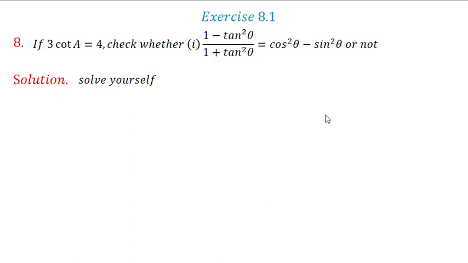Once I get the hypotenuse, I can find the left hand side, which is (1 minus tan square theta) upon (1 plus tan square theta), and I can find the right hand side, and I will compare them. If both have the same value, then I will say that they are equal, and if the values are not the same, I will say that they are not equal.